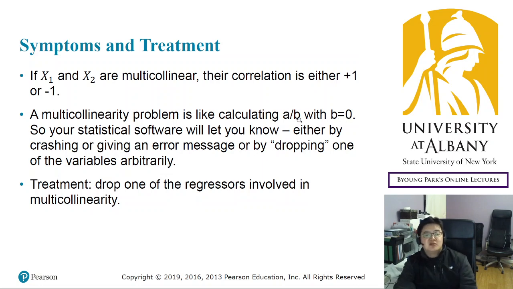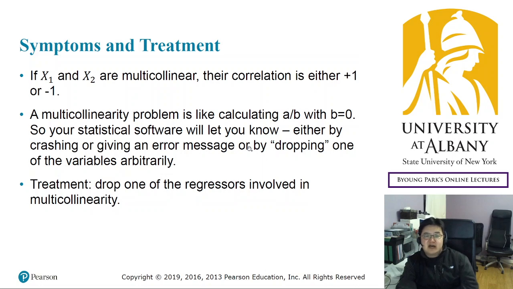So anyhow, you have the computer calculate a over b, but you put 0 in b. Then you cannot ignore that problem, because the computer cannot have the answer. So your software will let you know, right? Either by crashing. So when you do calculate this, bad software will crash, will calculate forever, or will give you an error message like some problem, division by 0.